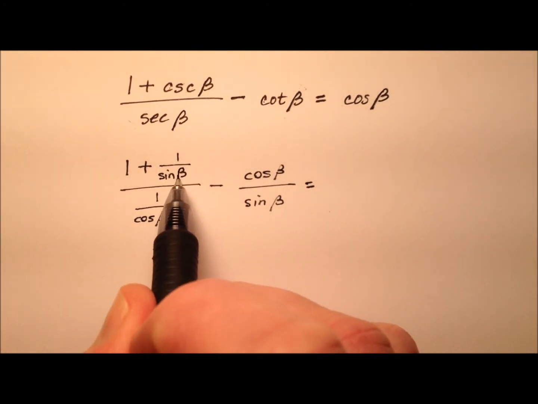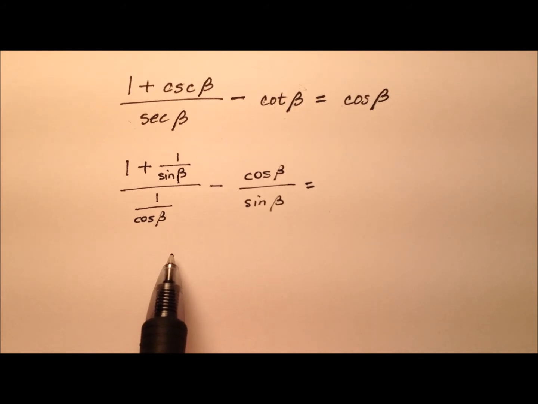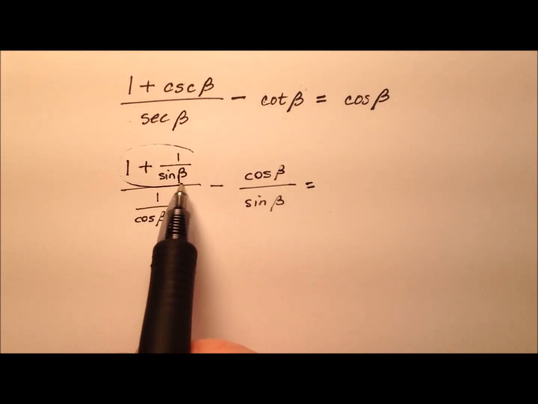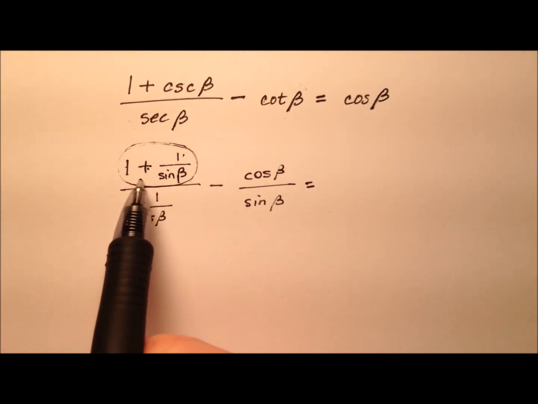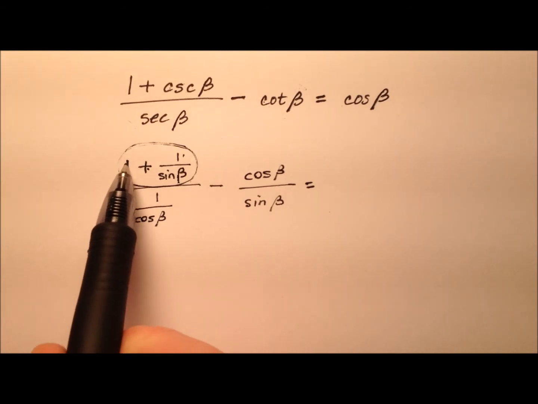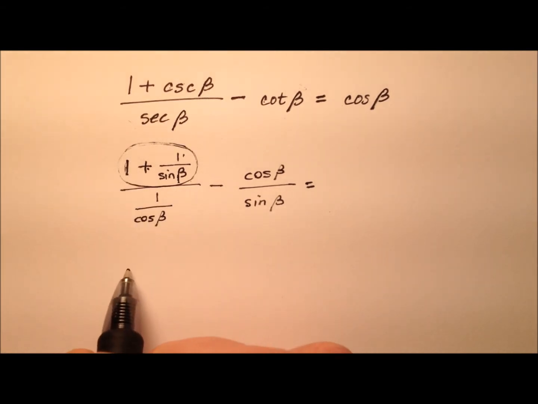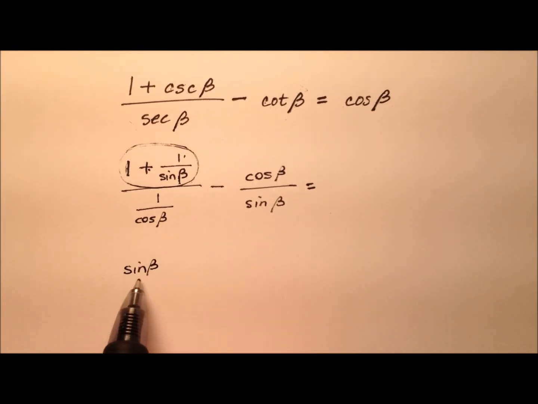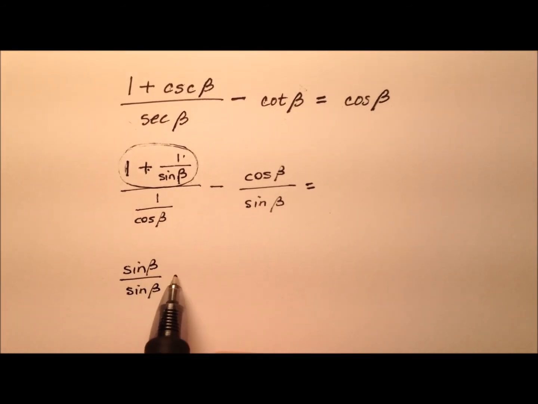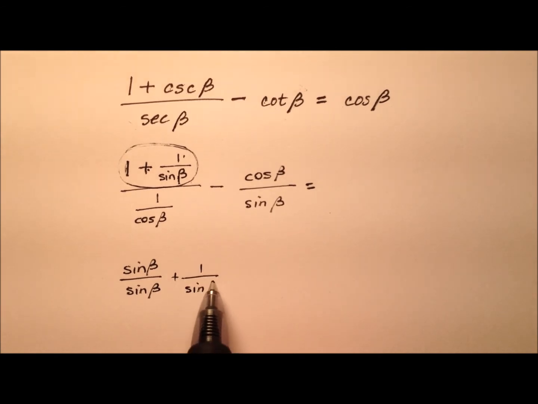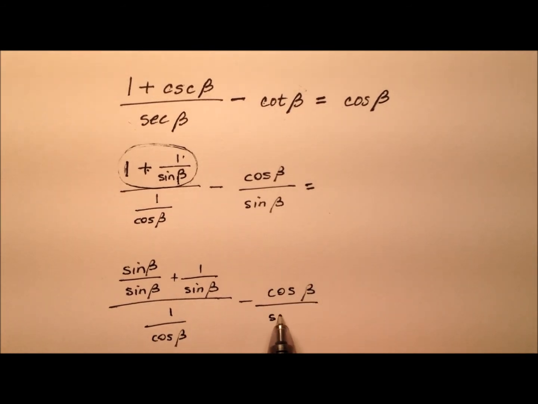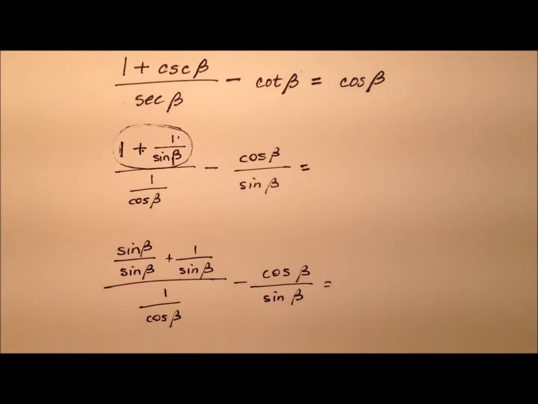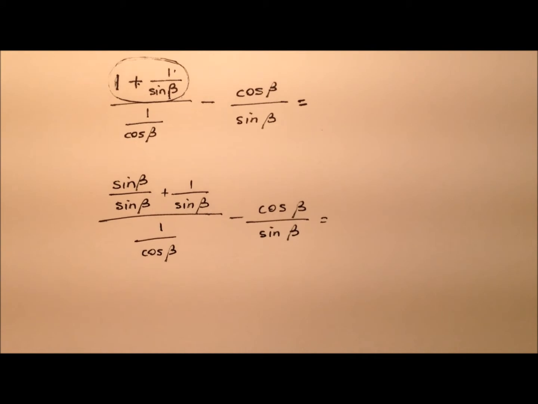Okay, so it looks like we have ourselves a nice complex fraction. Let's first look at this numerator. We have 1 plus 1 over sine beta. Let's get common denominators here and change this 1 into a sine beta over sine beta. So sine beta over sine beta plus 1 over sine beta, and that's all over that 1 over cosine beta. And from that, of course, we are subtracting this cosine beta over sine beta, and that's going to equal, hopefully, our cosine beta here.